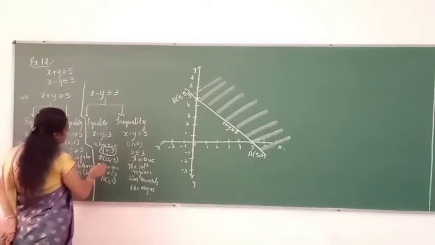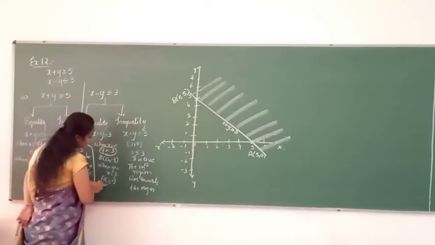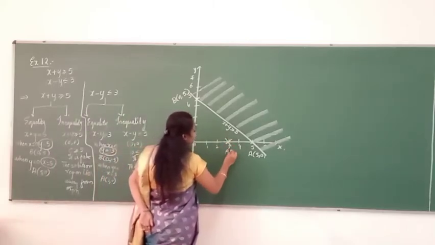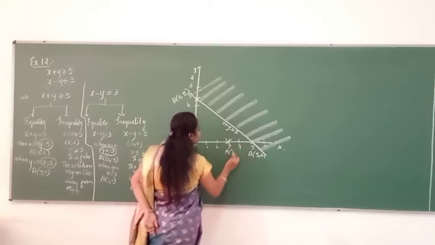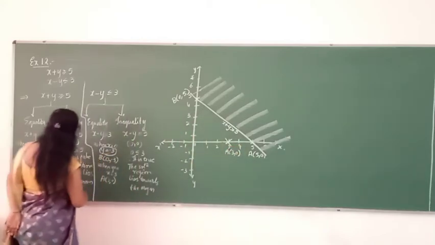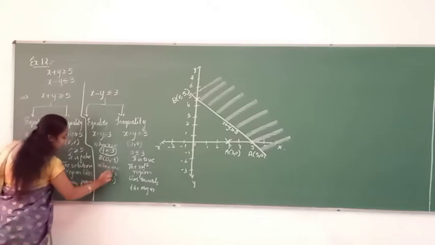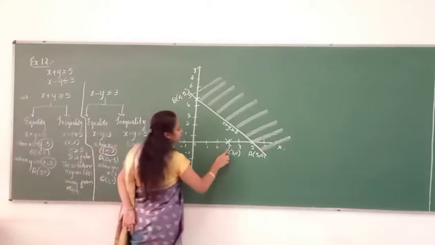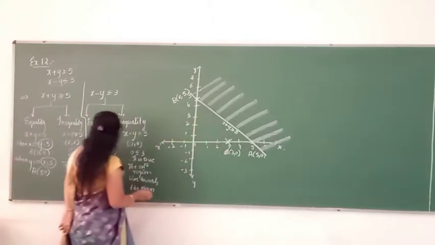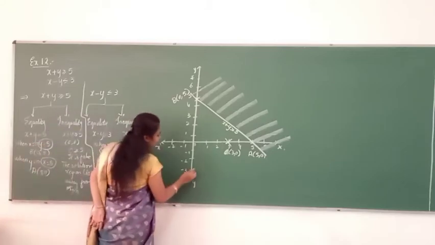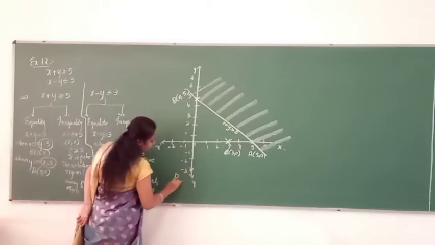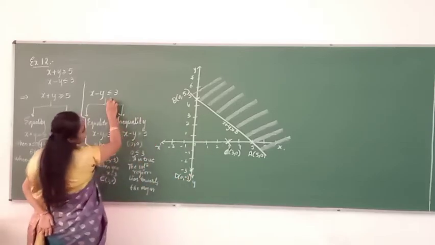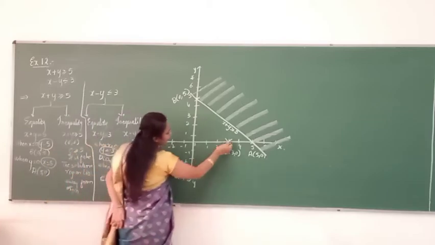Now next we'll move on with the next inequality. Just see the points. A is what? 3 comma 0. As we have already considered A and B, I'll consider this as C and this as D. And the next point, D, is nothing but 0 comma minus 3. So just check here, it is less than or equal to, so it will be a bold line.